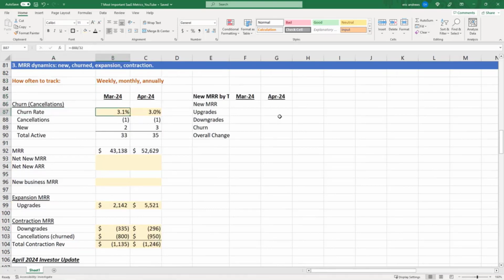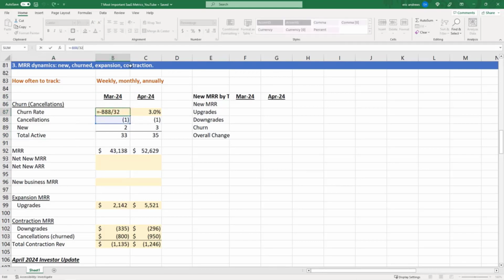So first, let's talk about the churn rate. In March, we had one cancellation and we brought on 2 new accounts, and by the end of the month, our total active accounts were 33. We're saying that the churn rate was 3.1%. That's one cancellation, and the total active accounts at the end of February was 32. So 1 divided by 32 is the 3.1% churn rate.